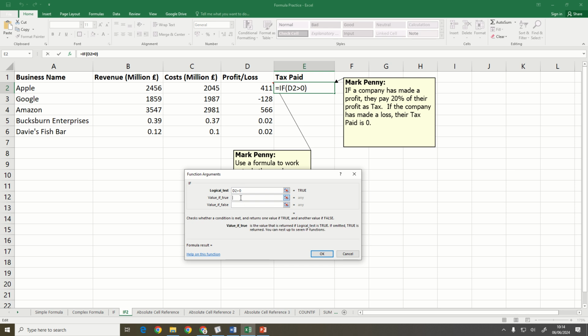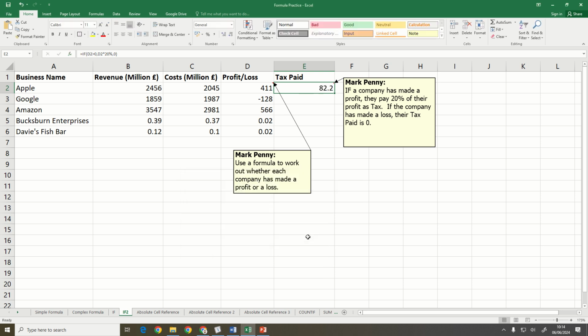The value if true, now this is where it gets a little bit tricky because we have to use a calculation here. What we need to do is take their profit and times it by 20%, because that is how much they pay in tax. If the value is false, if they haven't made over 0, if their profit is not greater than 0, then they're going to pay 0 tax. And what we can do is replicate that down, and you'll be able to get your answers.